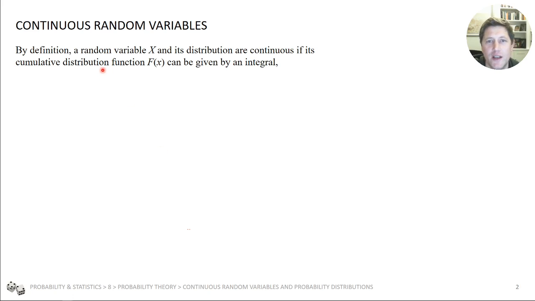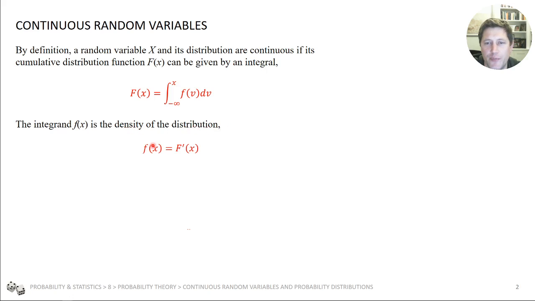A more formal definition is that a random variable x and its distribution are continuous if its cumulative distribution function, capital Fx, can be given by an integral like this. Here's the cumulative distribution function, Fx, and here's an integral. It's integrating the density function from minus infinity to x, and that will give us the cumulative distribution function at x. And we've used a different variable here, v, just to distinguish that from the x. The integrand, fx, is the density of the distribution. It's a probability density function. And that probability density function is the differential of the cumulative distribution function.